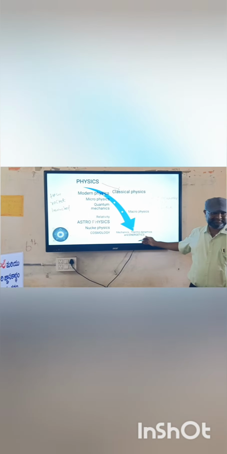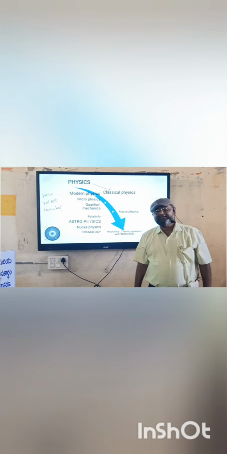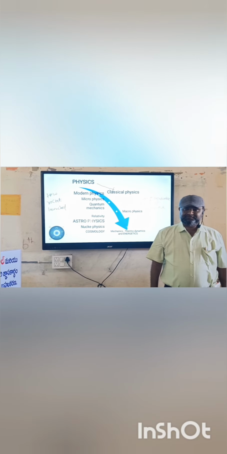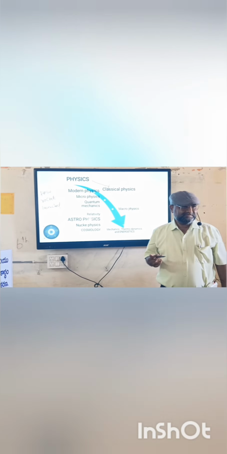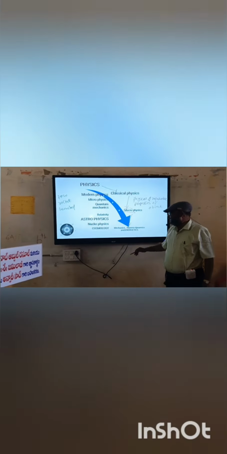There are many branches of energetics, such as acoustics, which studies about sound, and optics, which studies about light. Again, we have electricity and magnetism. Like this, many branches of physics are studied under this heading called macrophysics. This is the earliest basic classification.